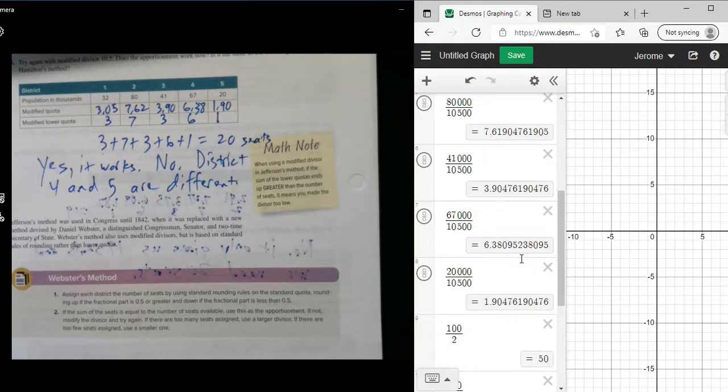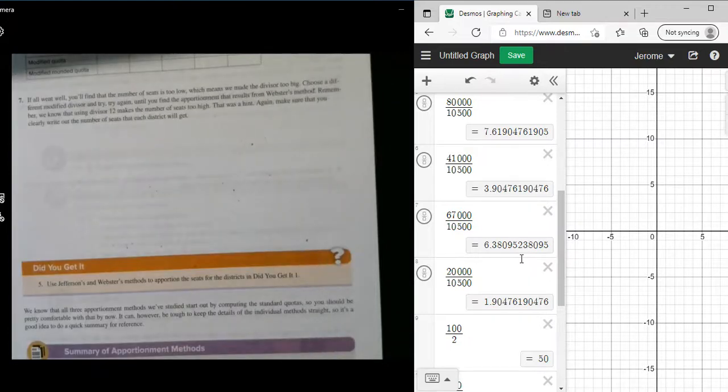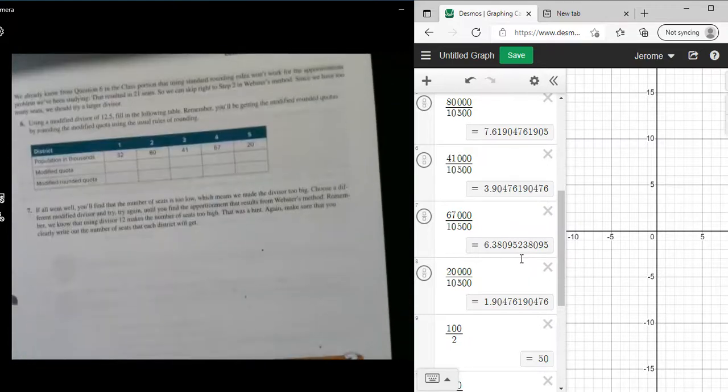Then if that doesn't work, you're going to modify your divisor like we just did in Jefferson's method. You modify your divisor and then you round again until you come up with the proper amount of seats. So let's go through and try this.